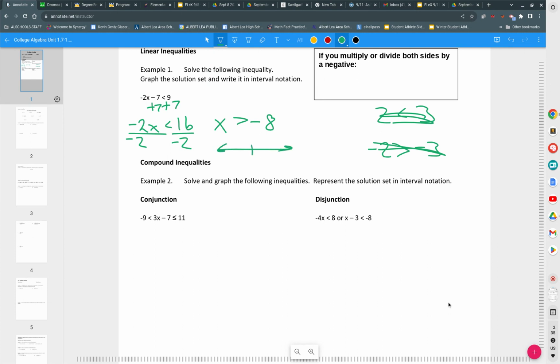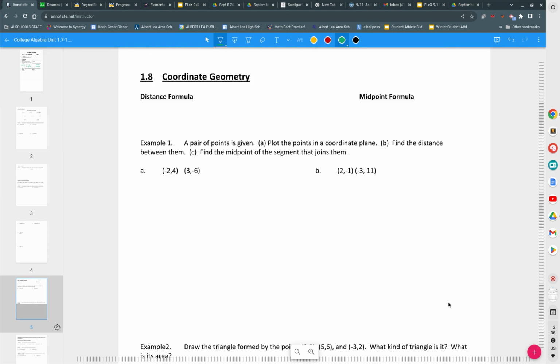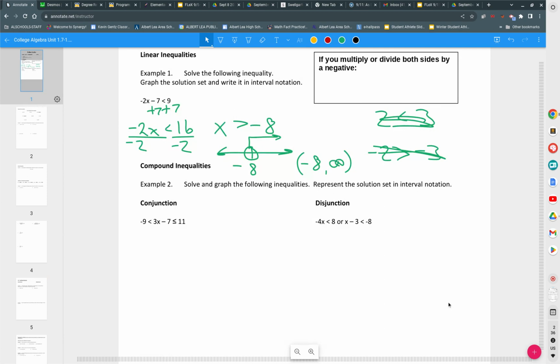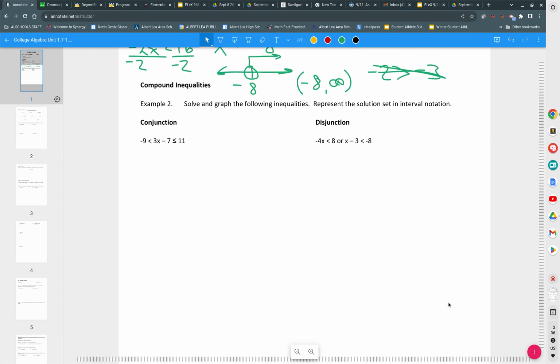You can write the graph. Is it an open or closed circle? It is an open circle, and then the interval would be from -8 on to infinity. And I will ask for the answers to be written in interval notation. So interval notation is really what I'm looking for right there, okay? So you guys will be able to handle linear inequalities with no big deal.